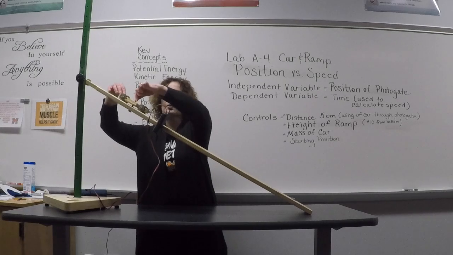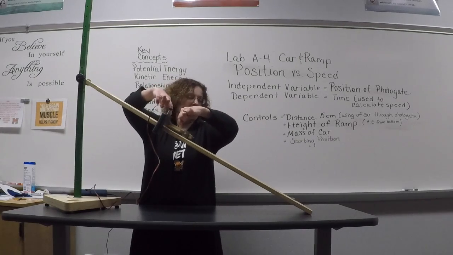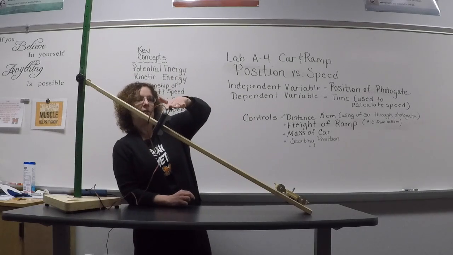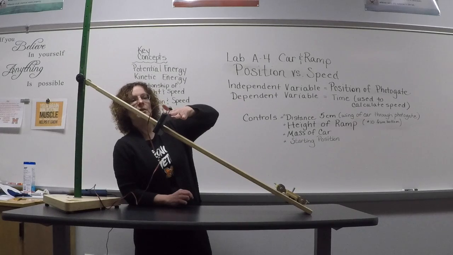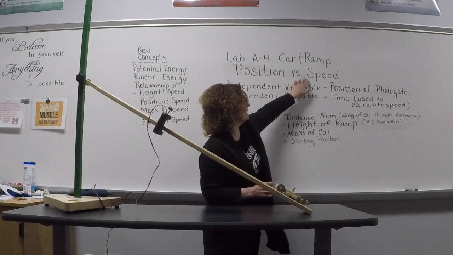All right, so as it moves through, it's going to activate as it goes through the front, and then stop as it goes through the back. And so we're going to place our photo gate at several different positions, all right, to see how the position of where we're recording the time affects the speed of that, all right?